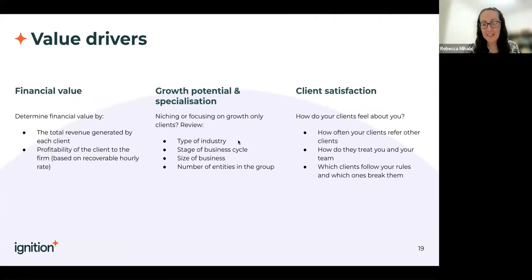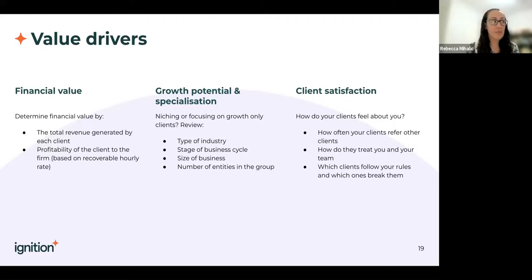So when you're looking at financial value, that's not necessarily just the total revenue generated by each client, but should also factor in the profitability. Because as we know, with a high revenue generating client, you could still be making losses. So having a look at both the profits and the revenue driven by a client will help determine some of their value. Growth potential and specialization.